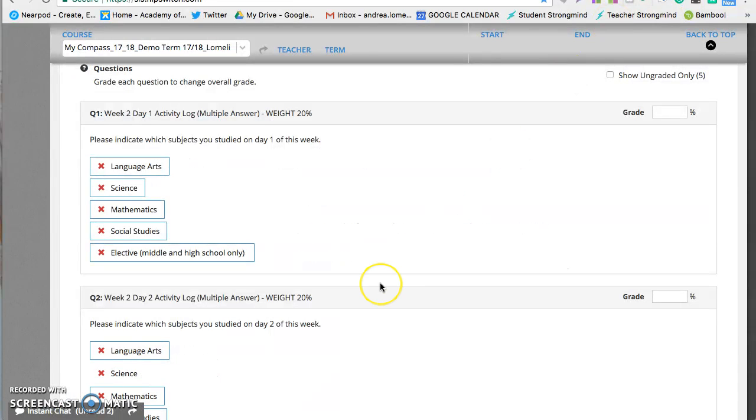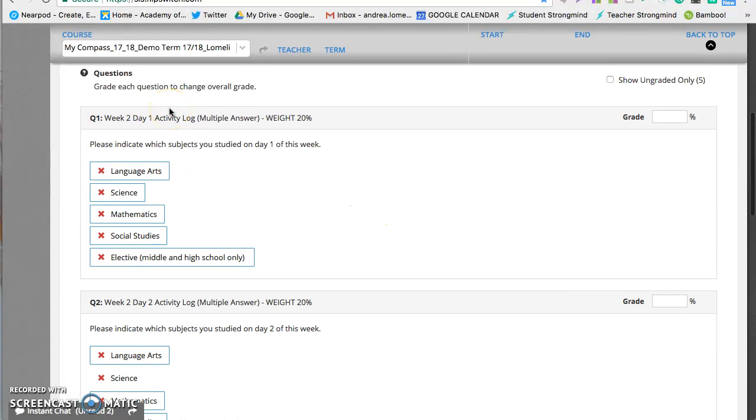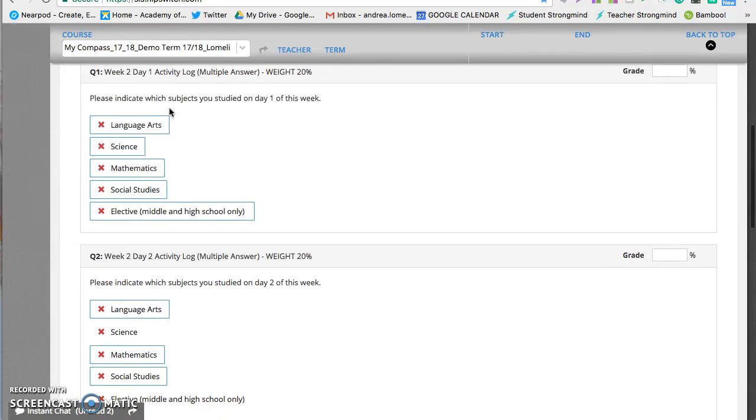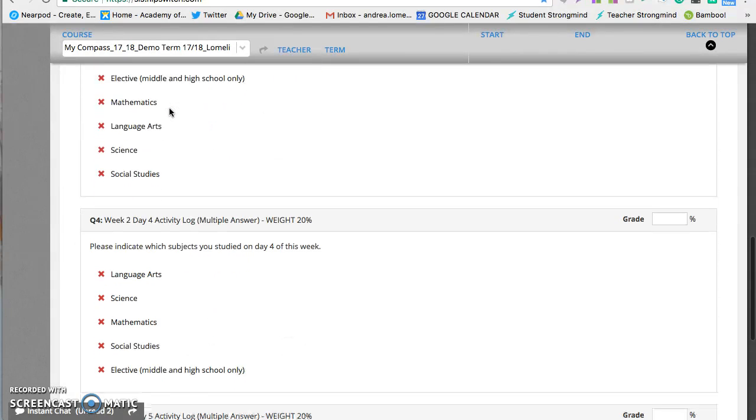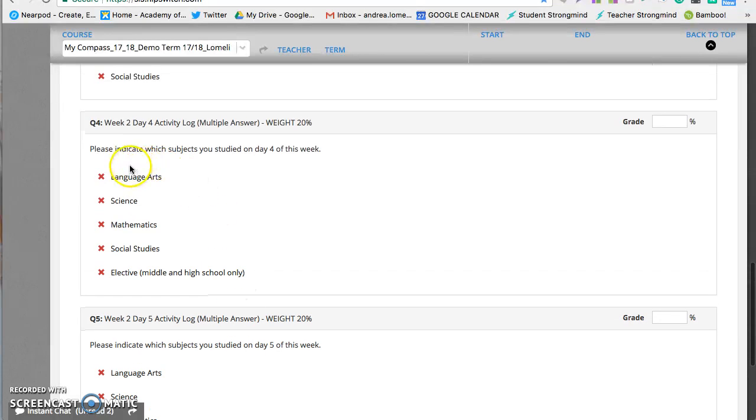It will look something like this. It will give you the days of the week. So if it was a 4-day work week, then you'd only have 4 different days to write about and choose your activity. If it's a 5-day week, you would see questions for the corresponding amount of days for that week, and all you have to do is click on the subjects that you studied.